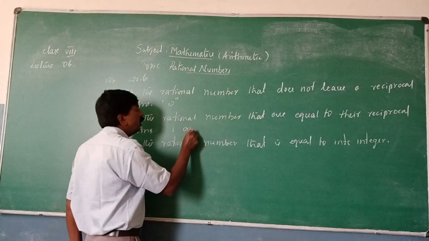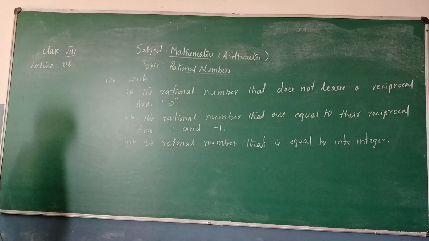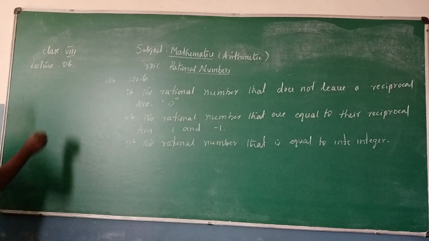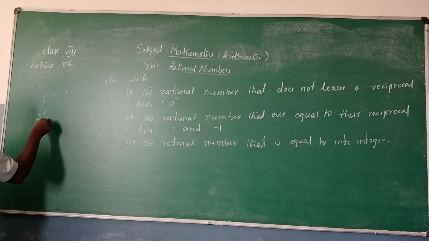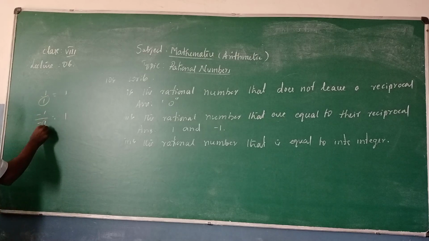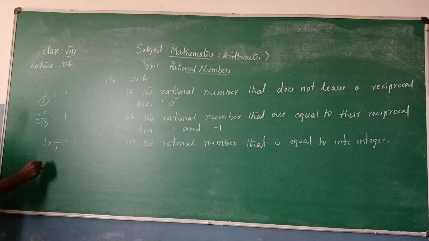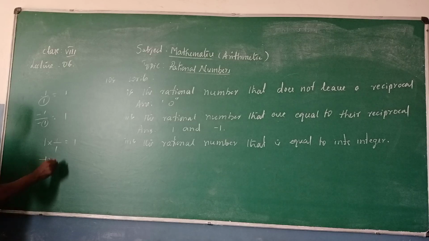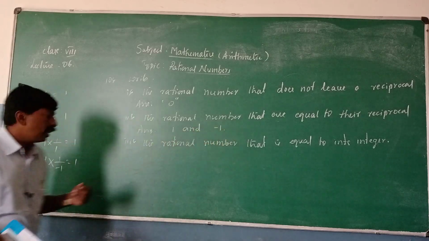Now, 1 and minus 1 are rational numbers which are equal, because 1 by 1 is 1, and minus 1 by minus 1 is 1. It means if nothing is there, the denominator is 1. 1 is a number. Its reciprocal is 1 by 1, that is also 1. Minus 1 is a number. Its reciprocal is 1 by minus 1. You will get minus 1. So, the rational numbers that are equal to their reciprocal.